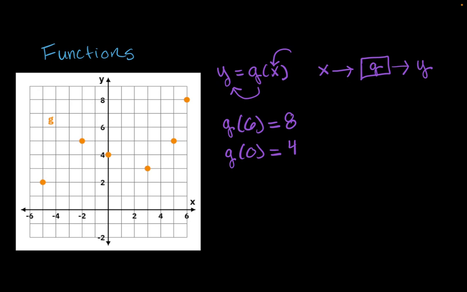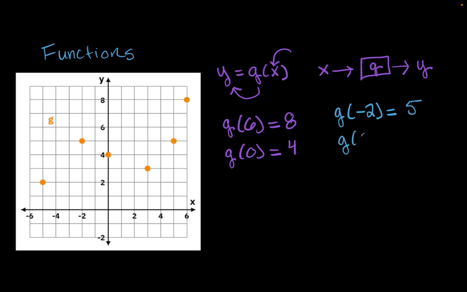Now, what if we want to evaluate, let's say, how about g of negative 2? So we look again on our graph. We say, okay, here's negative 2 on our x-axis, and here's our function value. And the y-coordinate there is 5. So g of negative 2 is 5.